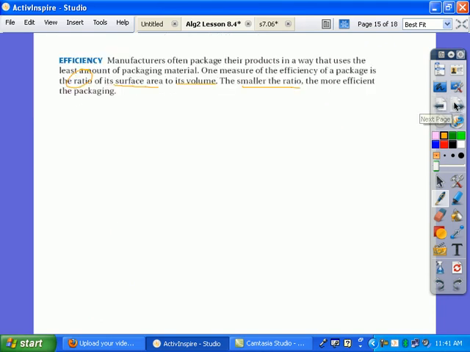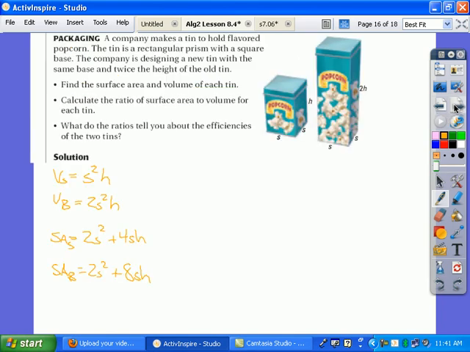So 2S squared plus 4SH should be the surface area of the small, divided by the volume, S squared H. And we're going to also talk about the ratio of the big container. And that's going to be equal to 2S squared plus 8SH, all divided by the volume of the big guy, which is 2S squared H.